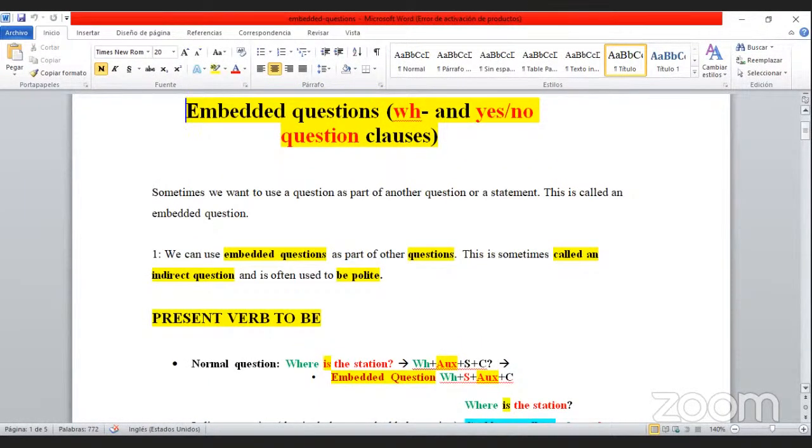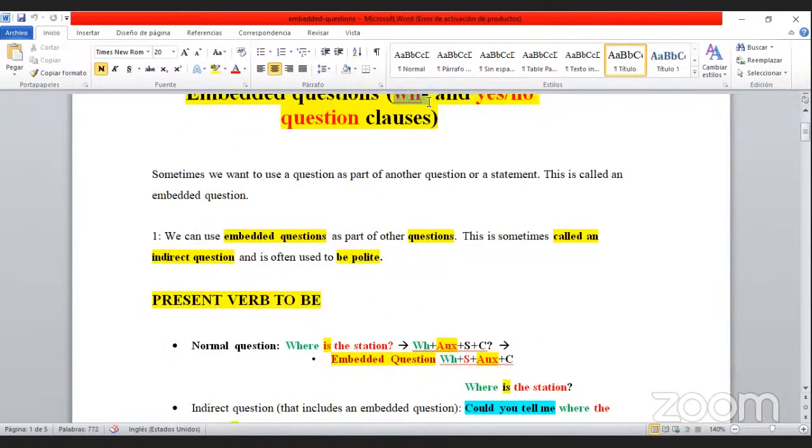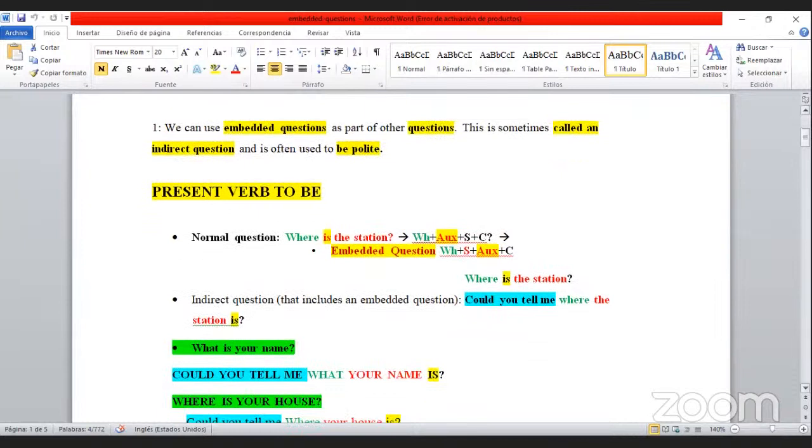Embedded questions we have with WH questions and yes, no questions, okay? Give me a second. Tenemos estos dos tipos. So, two types, embedded questions with WH and yes, no questions. So, let's start with WH questions.